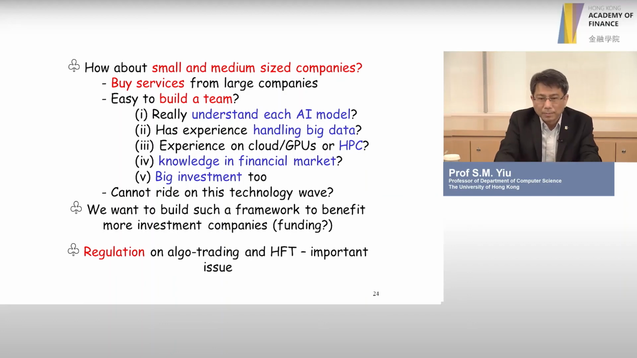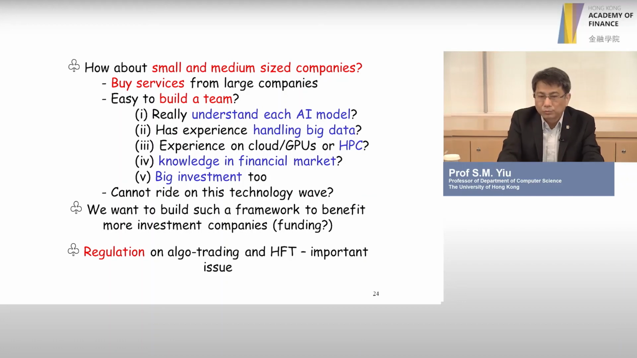I have a different view, because if you look at the community, for AI models you can go back 10 or 15 years ago. There was no free framework that people could use to build AI applications. But right now we have many very good AI frameworks that we can use to build our AI applications. So even in Hong Kong, we want to build such a framework to benefit more investment companies in Hong Kong.